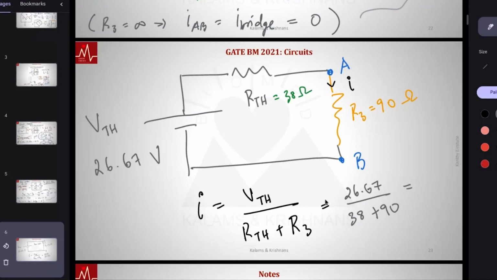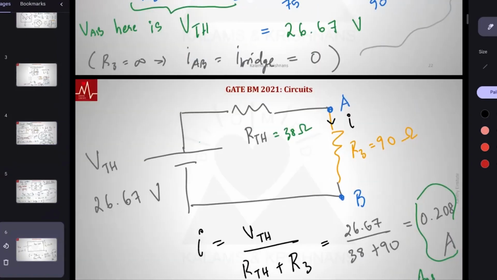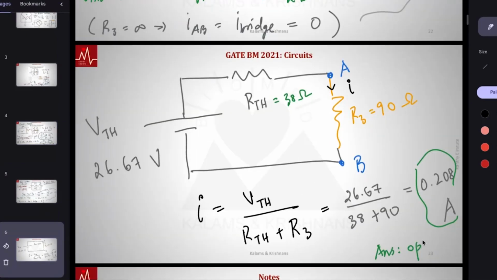38 plus 90, right? This is how you deal with this finite bridge resistance. So do a source transformation or find the Thevenin equivalent, then you have one loop and so on. Okay, this happens to be, I suppose, 0.208 amps, and this is your answer. And you could go here. This is your answer, option B. That is option B, this is amps. This is not option A. This is option B, that is 0.28 amps.